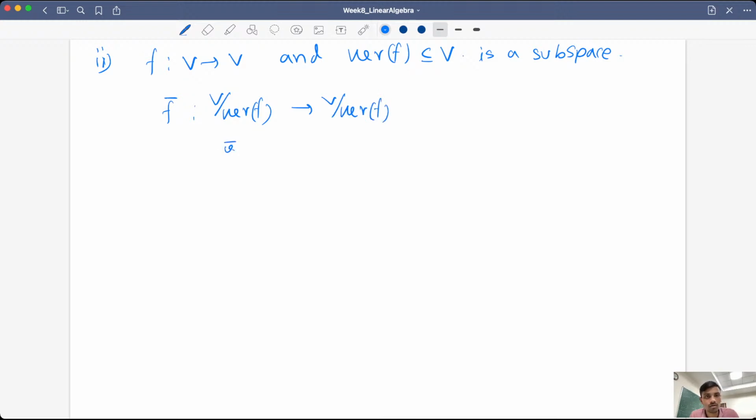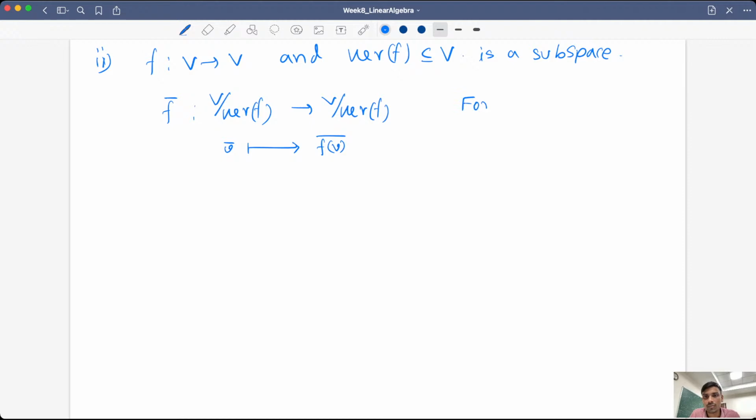and f induces means I can define this as f bar from this to V mod kernel f, just sending v bar, that means v mod kernel f, I'll just send it to f v bar. So when I'm defining this, this map should be well defined. Well defined, what it means: if I take two representatives for this, suppose v1 and v2, such that v1 bar equal to v2 bar, then under f bar they should go to the same element here, right?